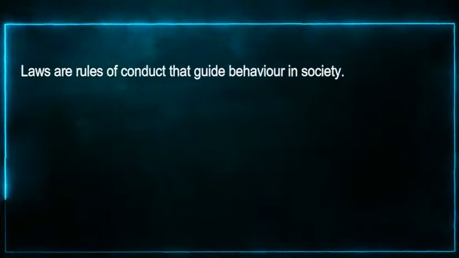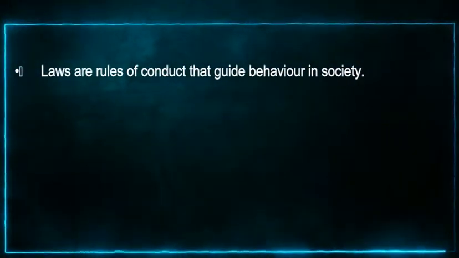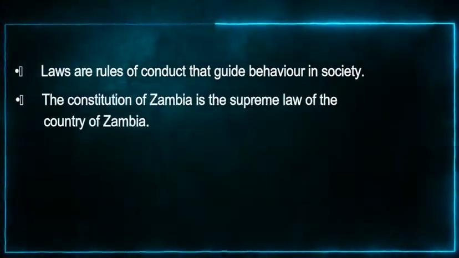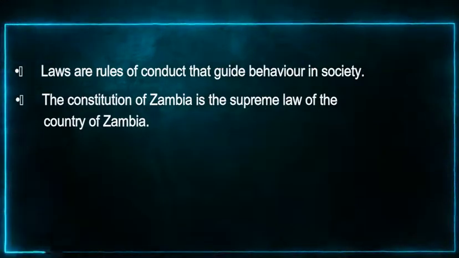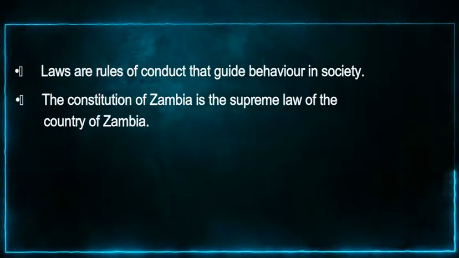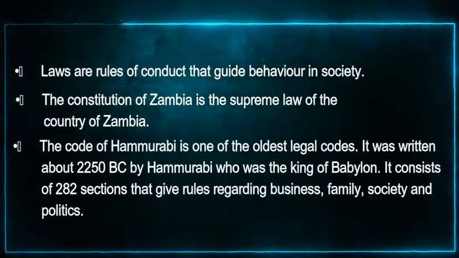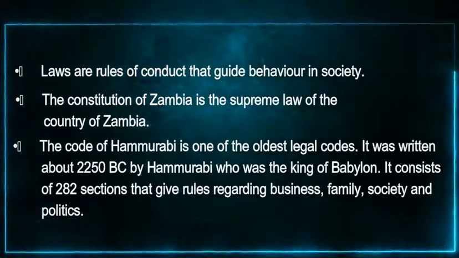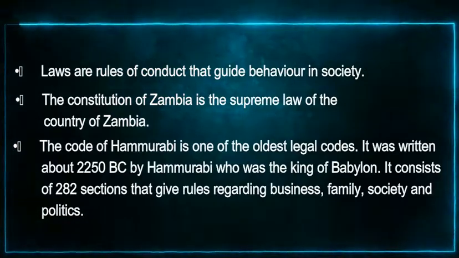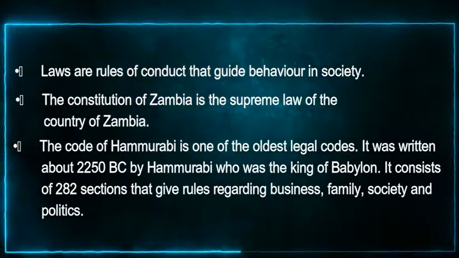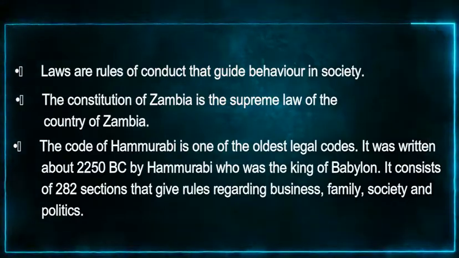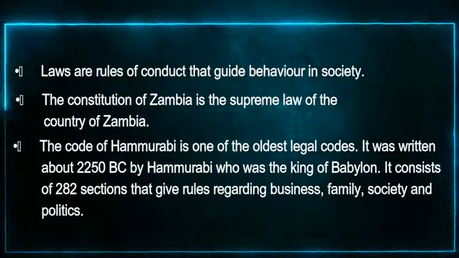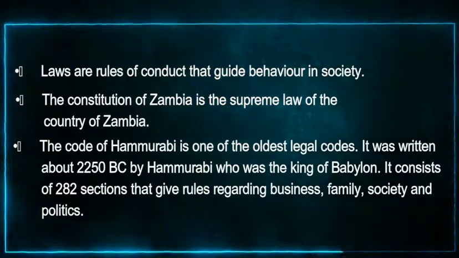On the other hand, laws are rules of conduct that guide behavior in society. The Constitution of Zambia is the supreme law of the country of Zambia. The Code of Hammurabi is one of the oldest legal codes. It was written about 2250 BC by Hammurabi, who was the king of Babylon. It consists of 282 sections that give rules regarding business, family, society and politics.